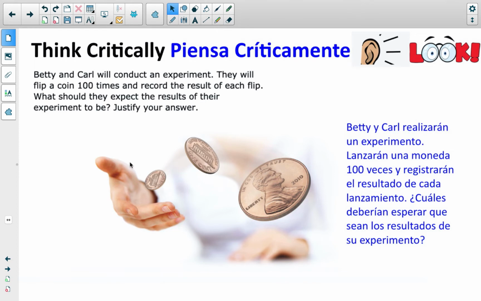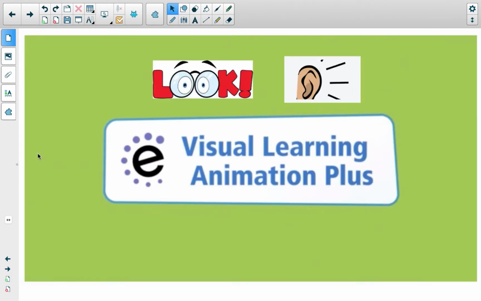We're going to come back to this question, so I want you to think of this as we go through the lesson. Betty and Carl will conduct an experiment. They will flip a coin 100 times and record the result of each flip. What should they expect the result of their experiment to be? Justify your answer. I want you to think about that, and we are going to come to that towards the end. So hopefully you have some kind of prediction in your mind. We are now going to take a look at a video.